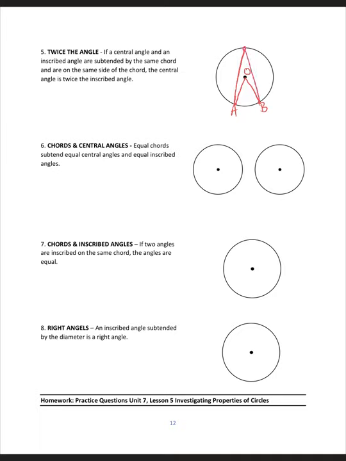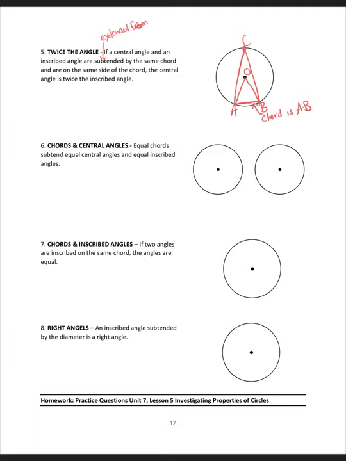Okay, and we'll call this point up here C. It says that if a central angle and an inscribed angle are subtended, which means they're extended by the same chord, so the chord being AB in this case, our chord is AB, and subtended just means extended from, so the angle is created by extending two lines on either side of that chord to make an angle. And they're on the same side of the chord.